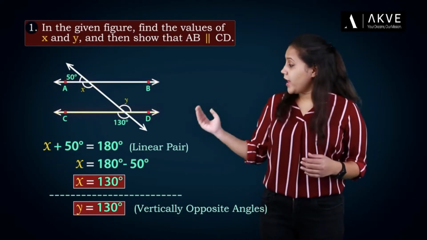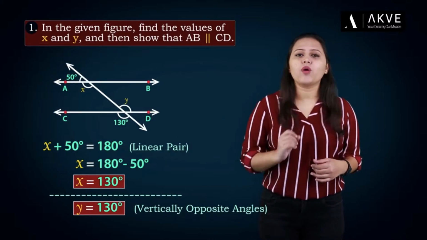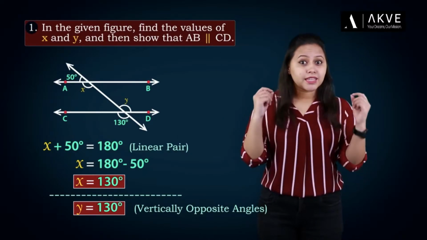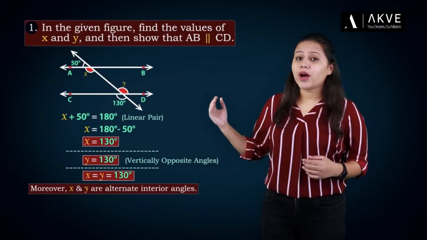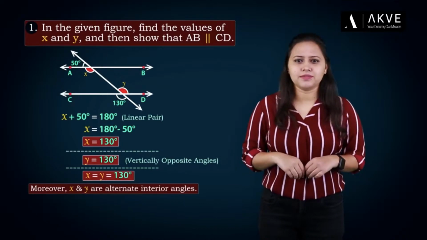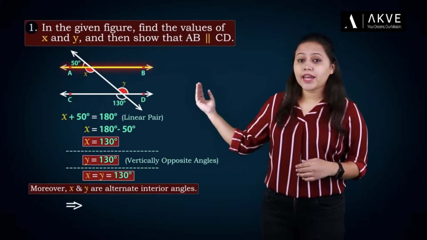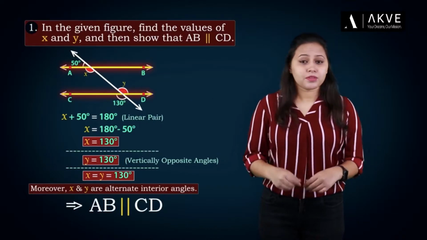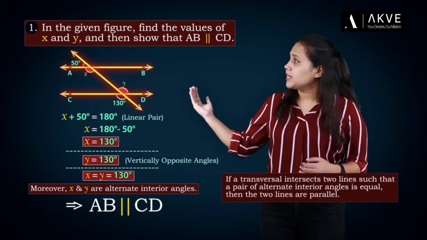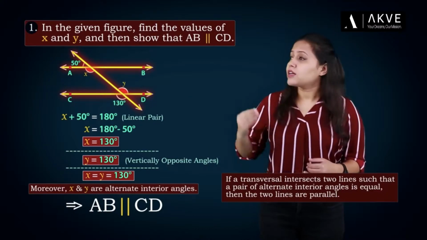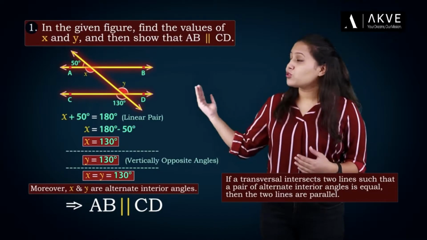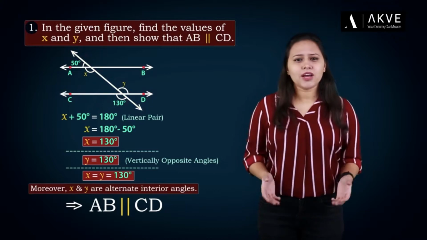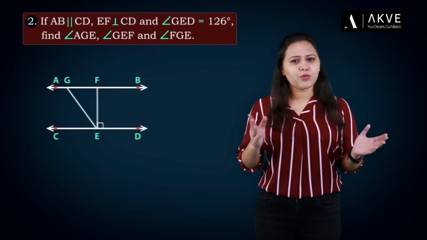So now we have x is equal to 130 degrees and y is equal to 130 degrees. This means x is equal to y. Moreover, x and y are alternate interior angles. This implies line AB is parallel to line CD because if a transversal intersects two lines such that a pair of alternate interior angles is equal, then the two lines are parallel. Hence, we got the required answer. That was fun, right? So let's explore one more.